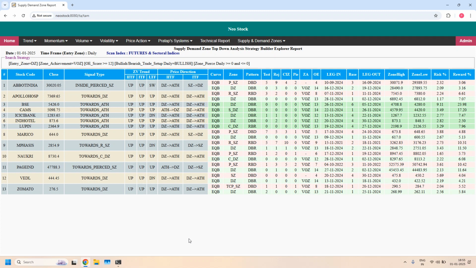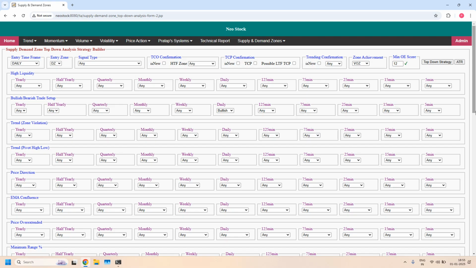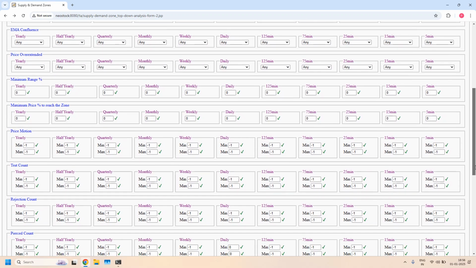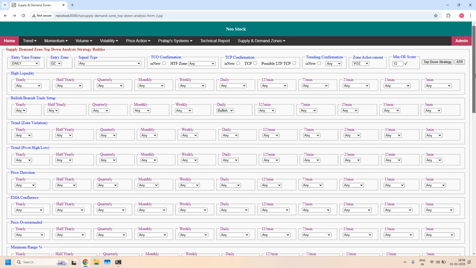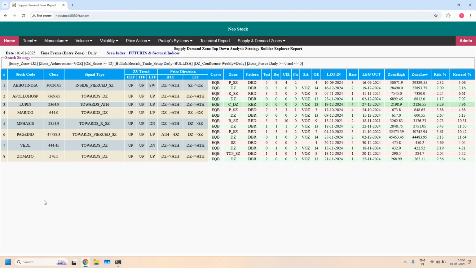First filter is LTF and ITF demand zone confluence. That is a daily and a weekly demand zone confluence. So I am enabling the filter daily demand zone with weekly demand zone confluence. Now from these 13 stocks, we got 8 stocks are filtered. That means in these 8 stocks, these daily demand zones are part of the weekly demand zone. They are overlapped with weekly demand zone. And weekly trend is up in all these stocks.